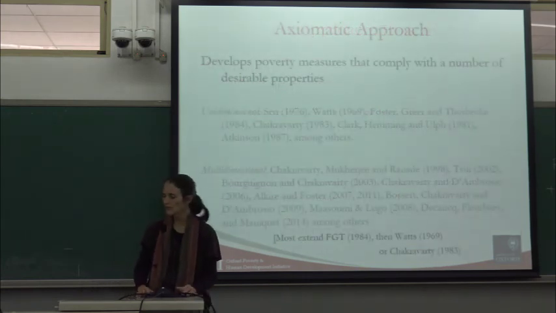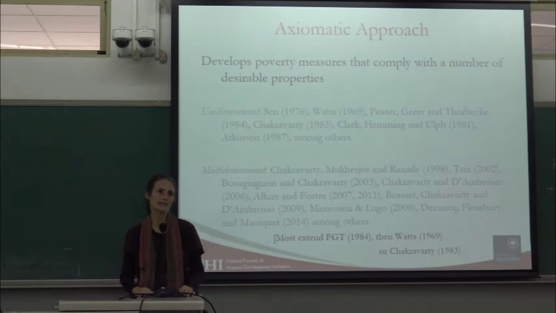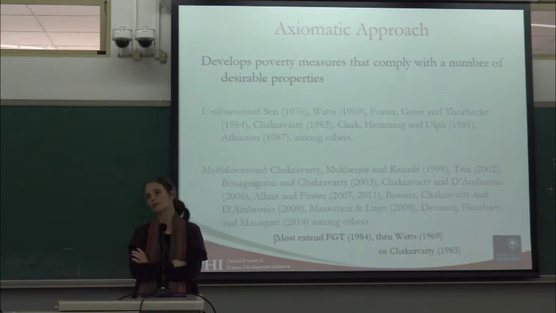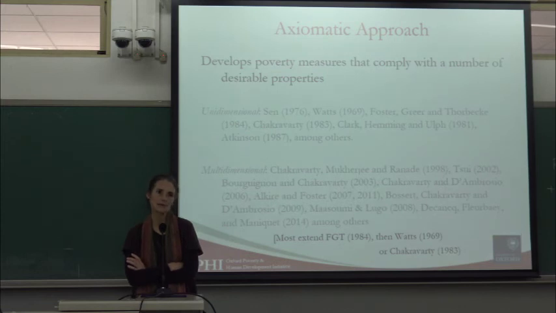So the last approach before the counting approach is axiomatics. Yesterday we went into the properties. We discussed why properties are important. We went through some properties like symmetry, replication invariance, scale invariance, normalization, and tried to give you an idea of the intuitions that they capture.